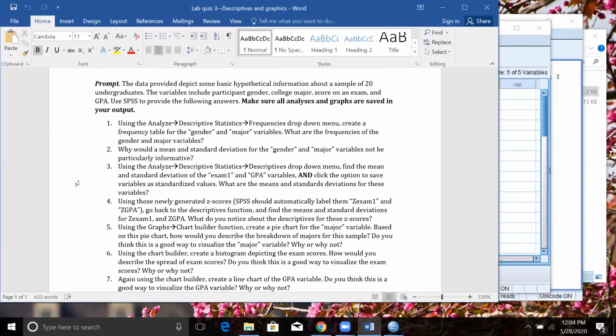So first up, we're going to go analyze descriptive statistics. We're going to run some frequencies. So in the frequencies drop-down menu, create frequency tables for gender and major. This is an example of a question where, in addition to having the graph, the frequency distribution in your output, I would recommend actually including those numerical values in your answer. Since I'm asking for what are the frequencies for gender and major, I like to make sure that not only are you able to run the analysis, you're able to pull out the appropriate information.